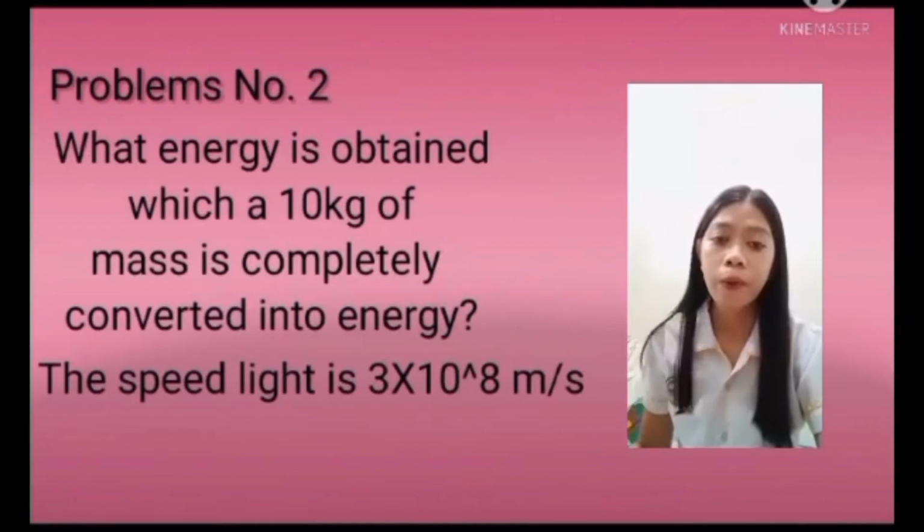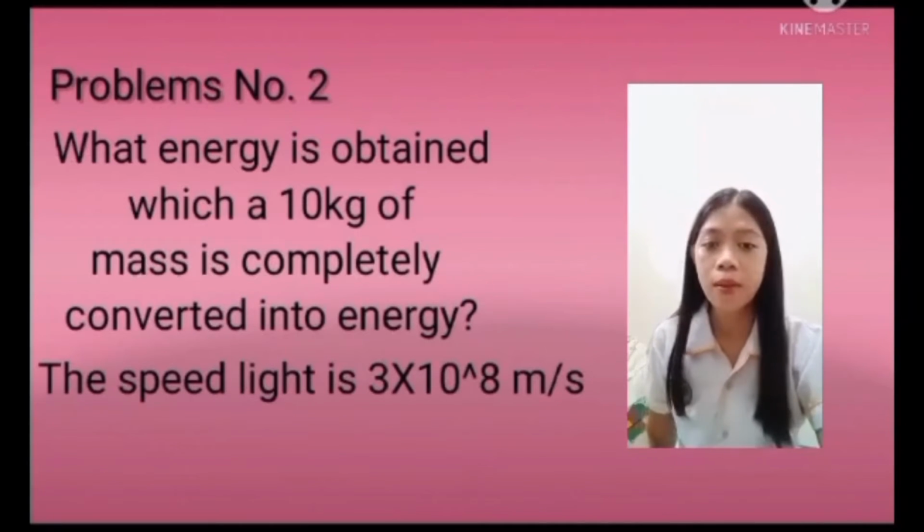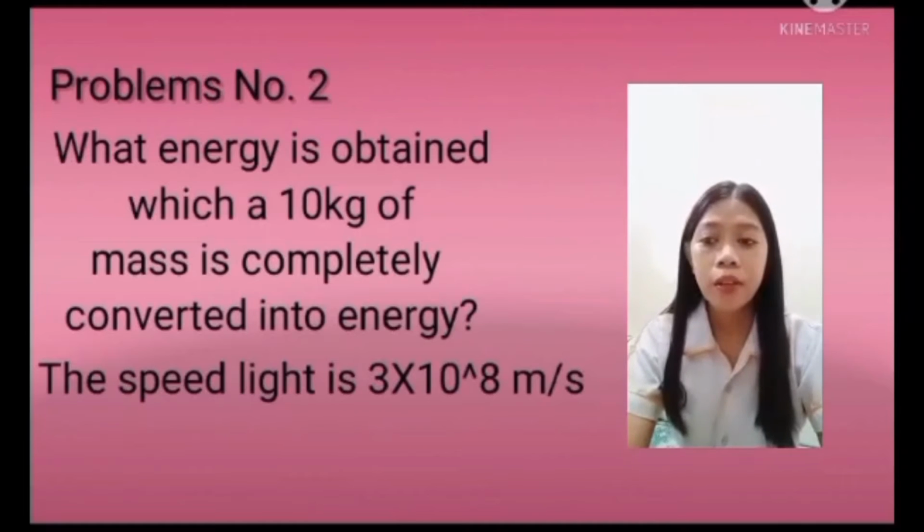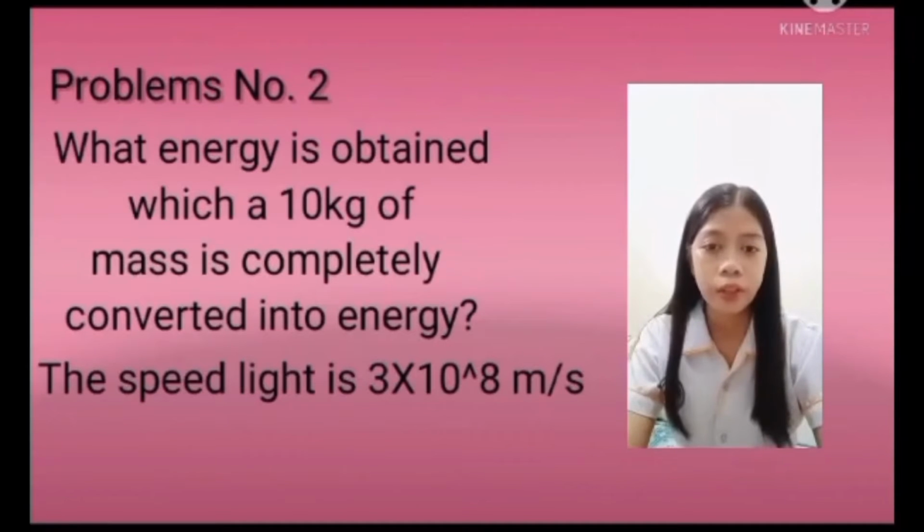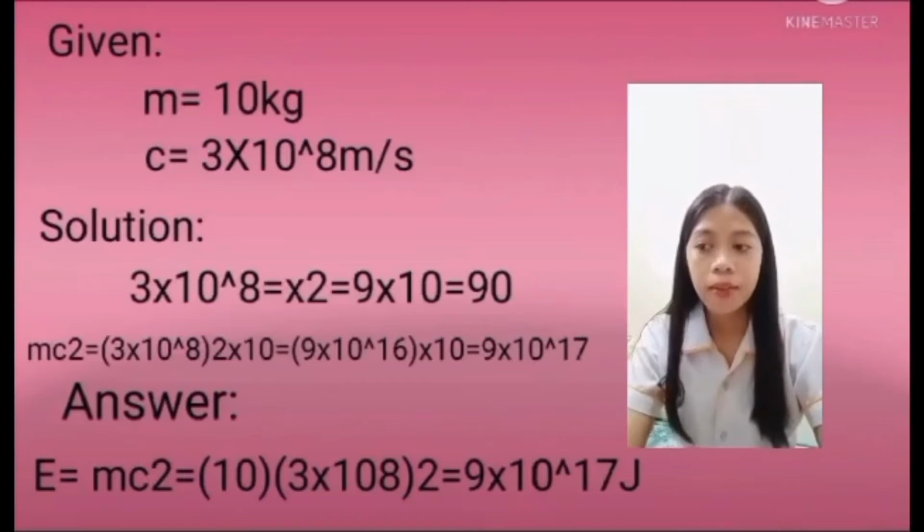And problem solving number 2 is: what energy is obtained when 10 kilograms of mass is completely converted into energy? The speed of light is 3 times 10 to the power of 8 meters per second. Given is mass equals 10 kilograms and c, the speed of light, is 3 times 10 to the power of 8 meters per second.